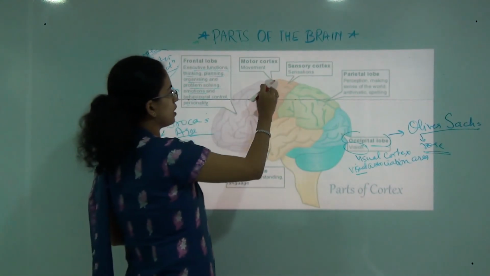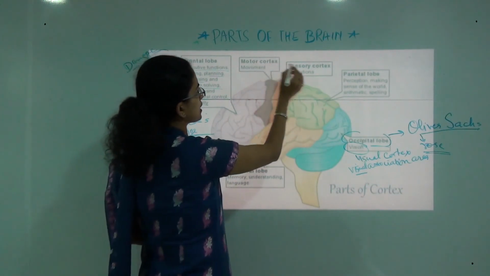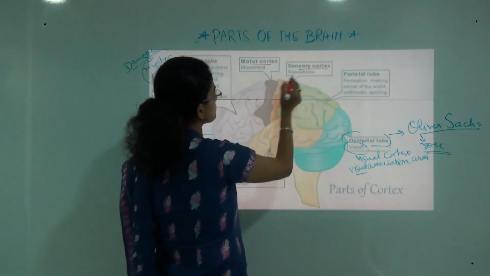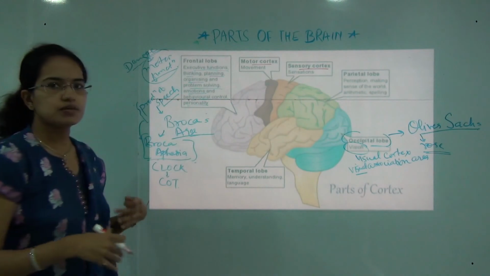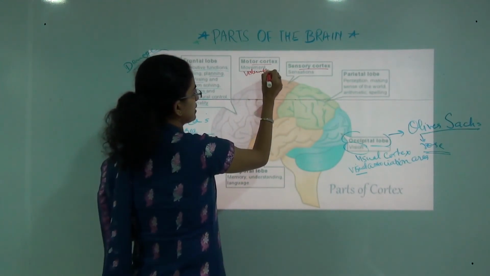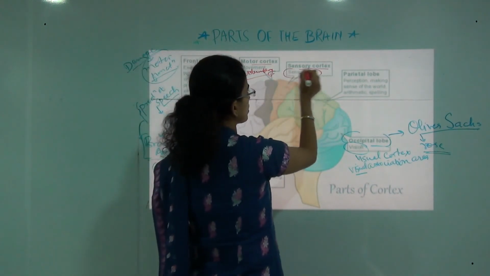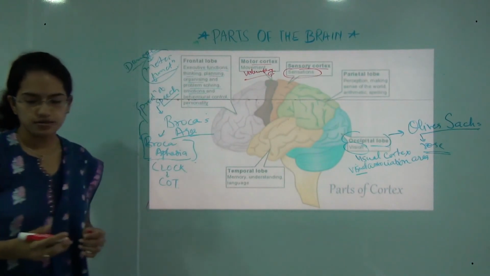Besides these four lobes, there are two areas in the brain that are demarcated as motor cortex and sensory cortex. Motor cortex deals with the movement, or the voluntary movement of the muscles, basically the voluntary movement, and then you have sensory cortex that deals with all kinds of sensations that appear in the body.